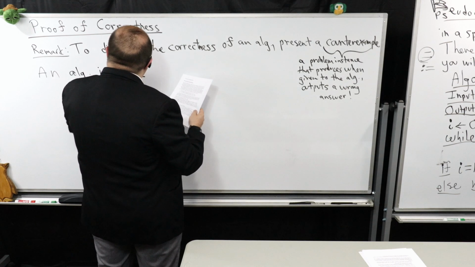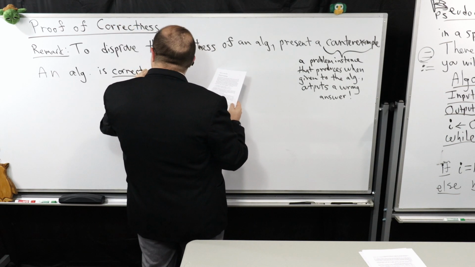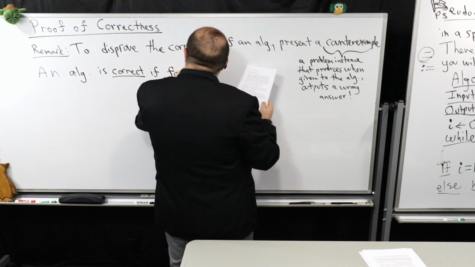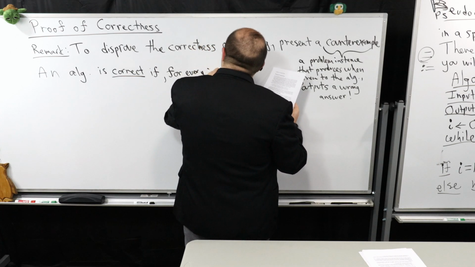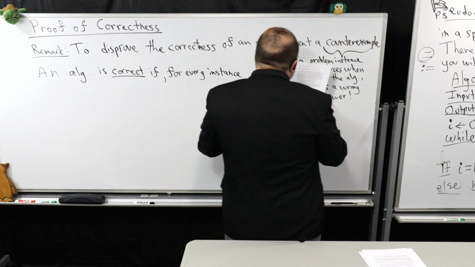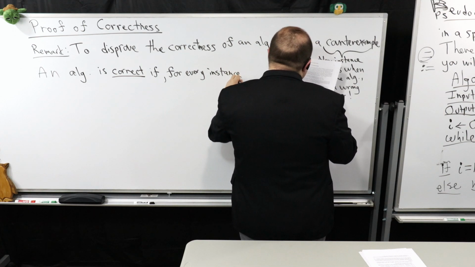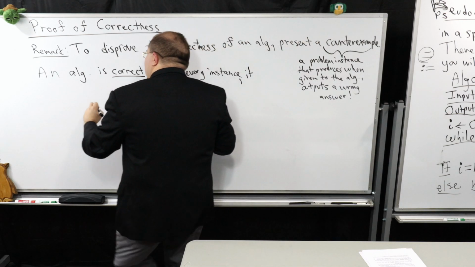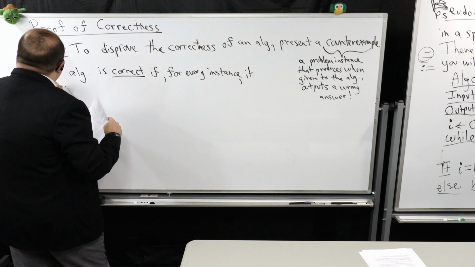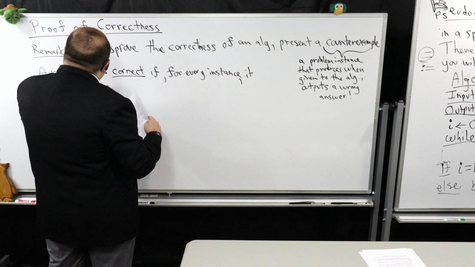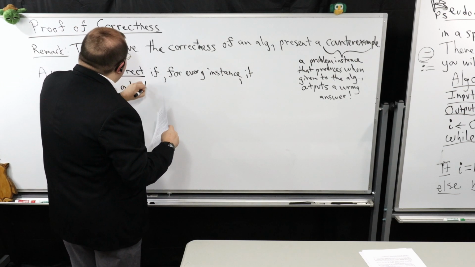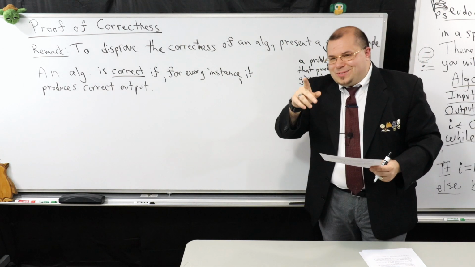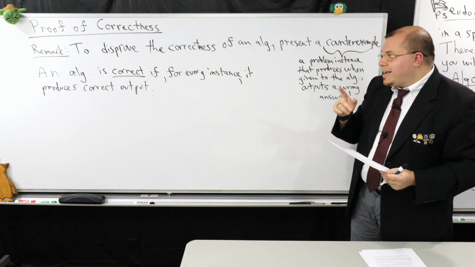So just to re-summarize this, because I really need to hammer this in, an algorithm is correct if for every instance it produces correct output. I'll hit on this point a lot of times because it's very important. So it's an excellent question. Is there a way to find a counterexample?